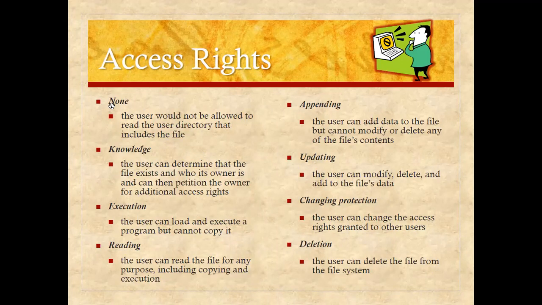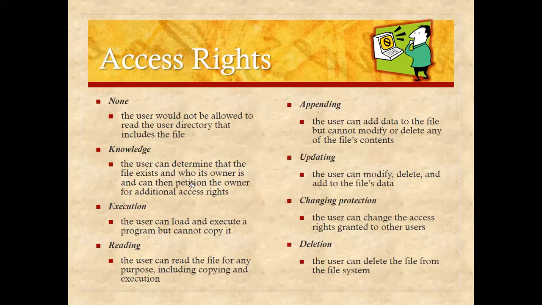First one is none. That means the user would not be allowed to read the user directory that includes the file. That means you have given exactly no rights. The user cannot touch your data. Then the knowledge. The user can determine that the file exists and who its owner is, and can then petition the owner for additional access rights. The user can see the information regarding that file, but will not be able to read or modify the contents of that file.